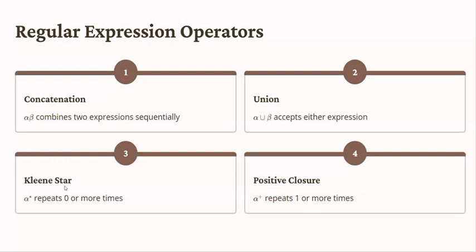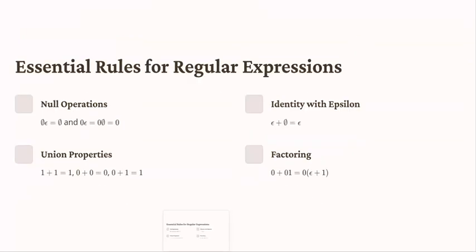The major difference between Kleene star and positive closure is that Kleene star contains 0 or more times, whereas in positive closure, at least one alpha must be present. Here are some essential rules for obtaining a regular expression, that is null operation, identity operations, union properties, and factoring. In null operation, if you multiply a null by epsilon, we get a null.